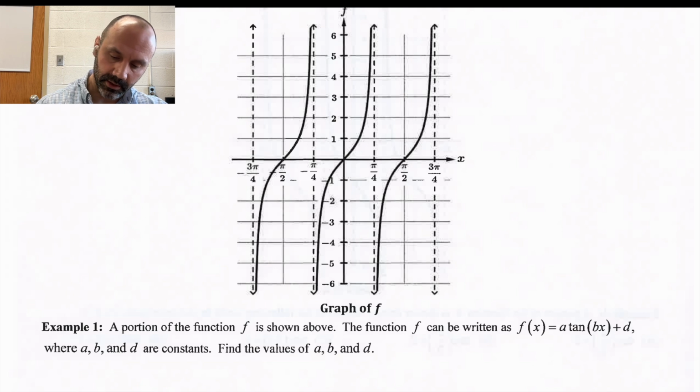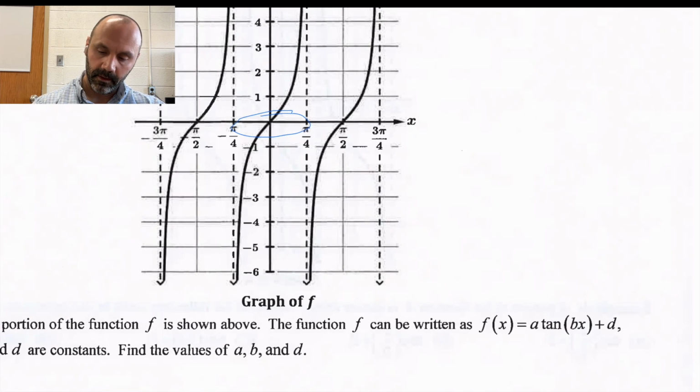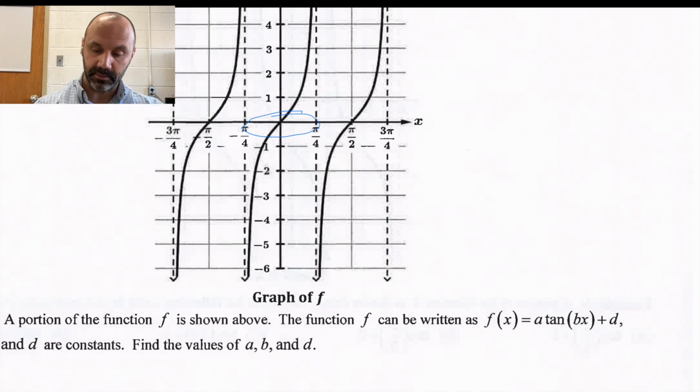However, we do notice that the period here is pi over 2. Okay, and so we know that the normal period is just pi. So I'm starting with this, that B times pi over 2 should equal pi, right? And so what does B have to equal? B has to equal 2, okay? So when I'm writing out this function here, I know that B is going to equal 2.